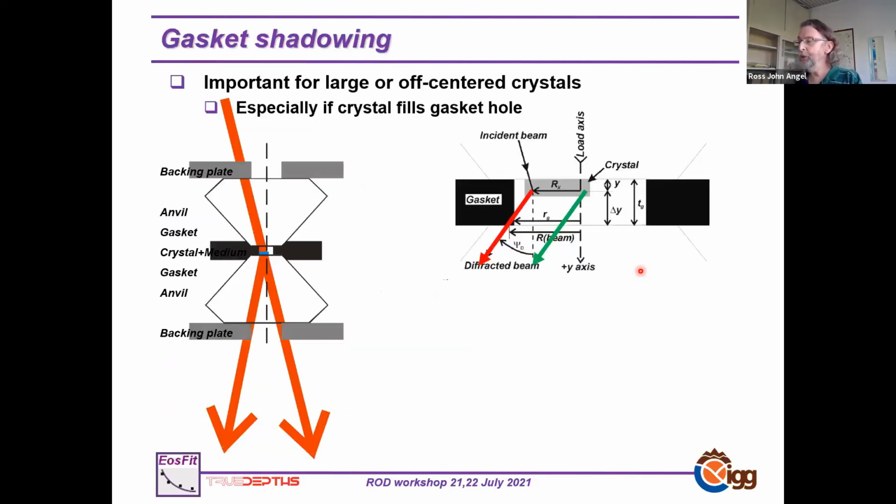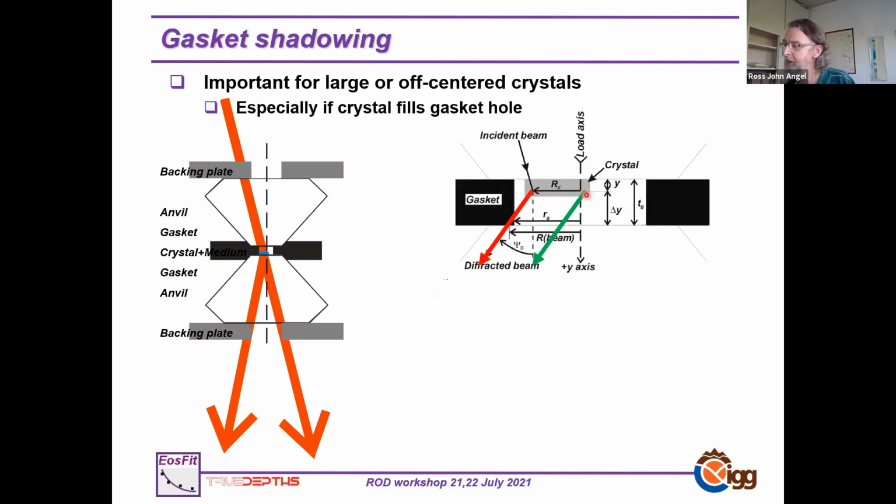And there's another issue here as well. If you have a crystal that is off-centered, like Pierre's yesterday, I would never collect data on a crystal off-centered. You've seen some excellent examples from Christoph's slides this morning. Put the crystal in the middle of the gasket hole. And if you can't, try again and do it again.